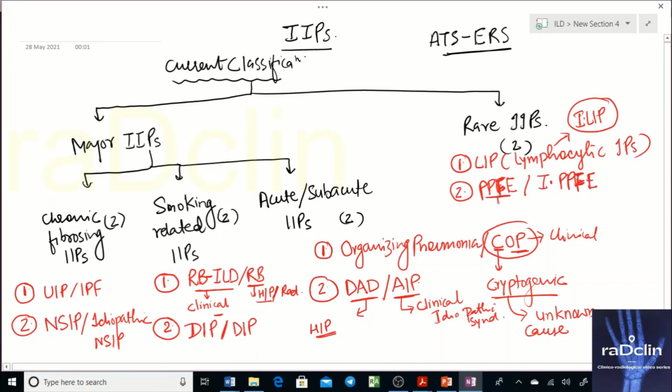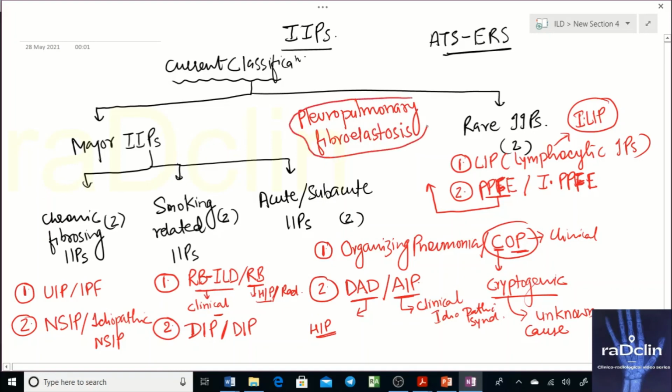What is the full form of PPFE? It is pleuroparenchymal fibroelastosis. Okay, this is your PPFE. So it comes into rare IIPs. So these are the eight entities that we are going to discuss.